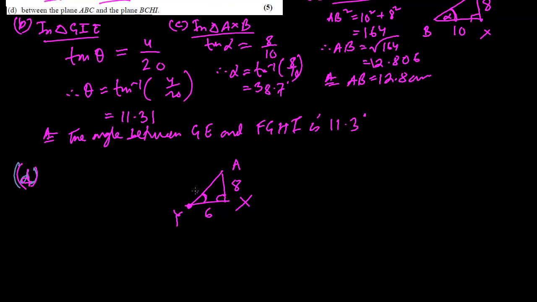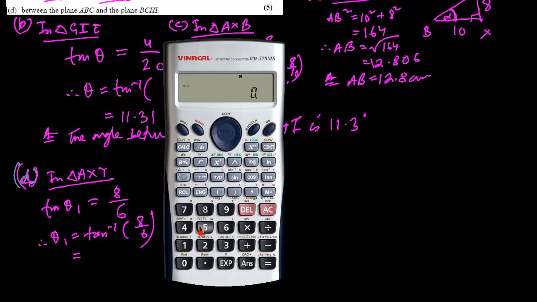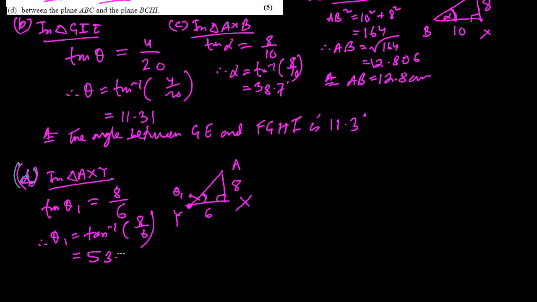So this angle, we can call this theta 1. So in triangle AXY, tan theta 1 is opposite 8 divided by adjacent 6. Therefore, theta 1 is tan inverse of 8 by 6. Tan inverse of this is 53.13. So this is going to be 53.13 degrees. We found the first part. Now the second part goes like this.